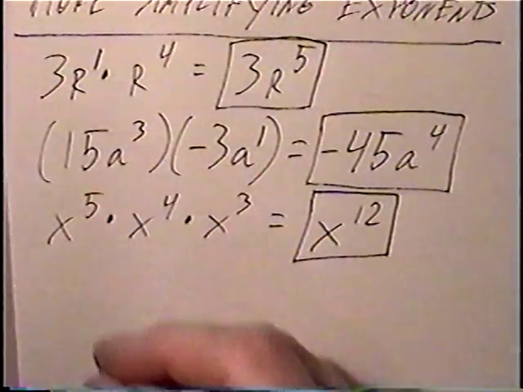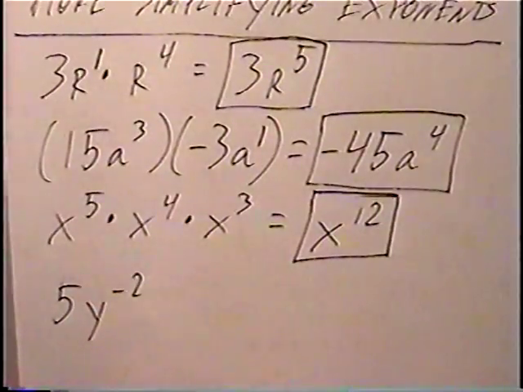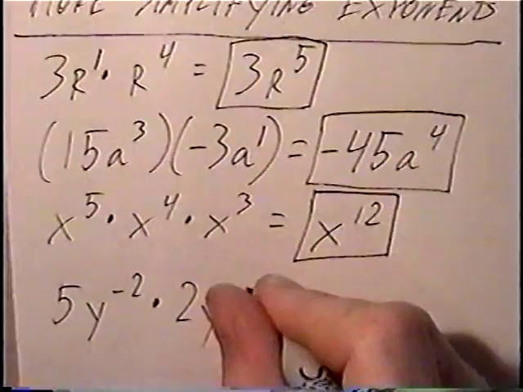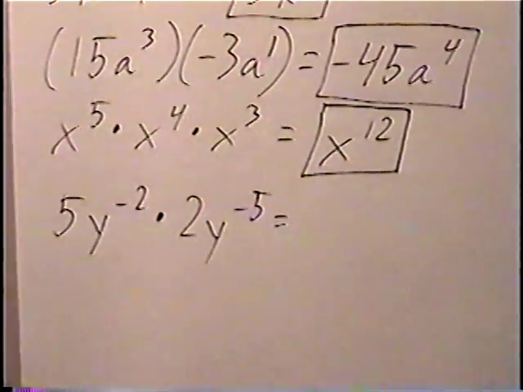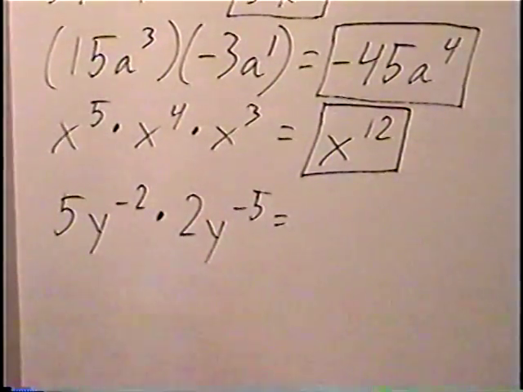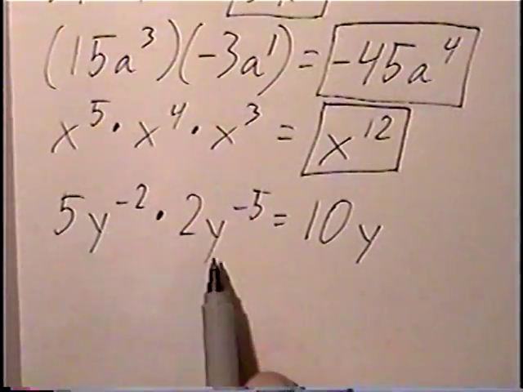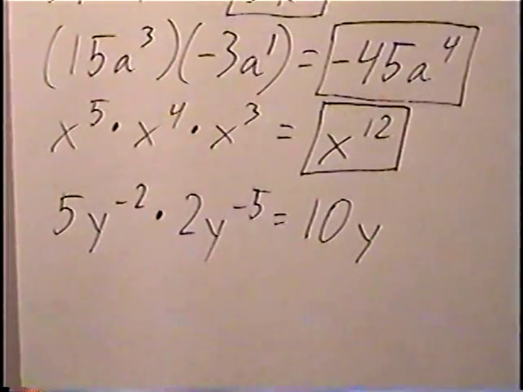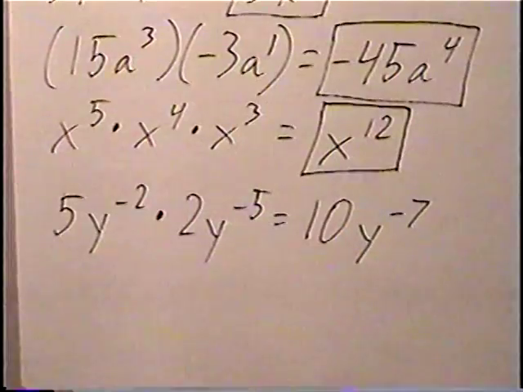And last question for the section, 5y to the negative 2nd power times 2y to the negative 5th power. Again, the coefficients or numbers we can multiply first. 5 times 2, which would be 10. And the variable y, we can add the exponents. Negative 2 plus a negative 5, which would be negative 7.